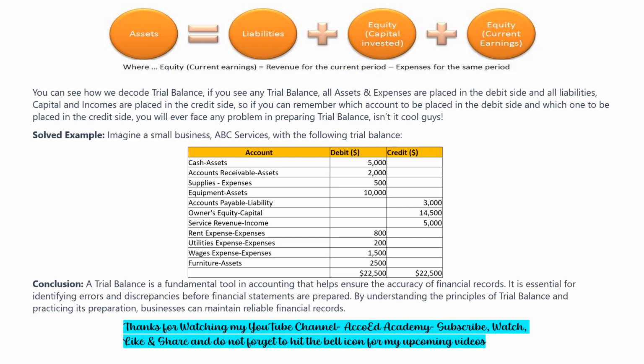Cash is an asset and you can see it placed on the debit side. Supplies expenses placed on the debit side. Owner's capital placed on the credit side, it's a capital. Service revenue, it's the income, placed on the credit side. Furniture, an asset, has been placed on the debit side. So I have explained why it has been debited and why it has been credited with assets, liabilities, expenses, income, and capital.